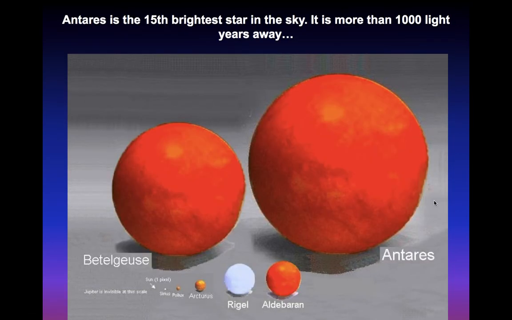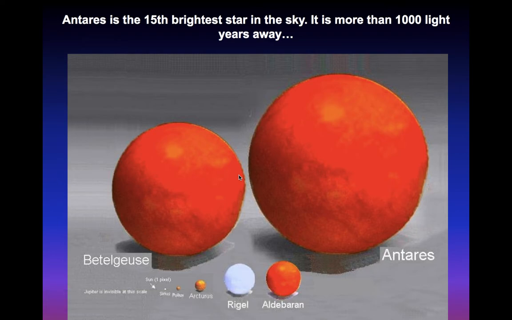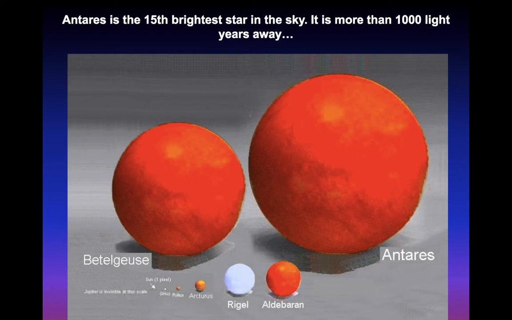All right, Antares is the 15th brightest star in the sky. It is more than 1,000 light years away. So we talked about some of these stars before. I think I mentioned Betelgeuse, which is that red glowy star in the belt of Orion, the constellation Orion. Look how big Betelgeuse is compared to Arcturus, or compared to our sun, which is 1 pixel. So just look at this picture for a minute. Pretty crazy. Betelgeuse is huge compared to our sun. You can't even see our sun. It's like one little dot. And then you have one that's even bigger than Betelgeuse, Antares, which is crazy.